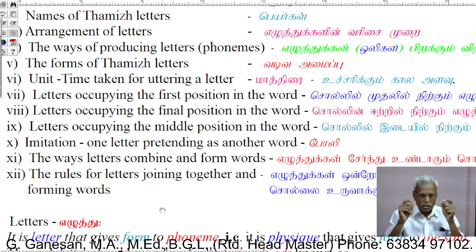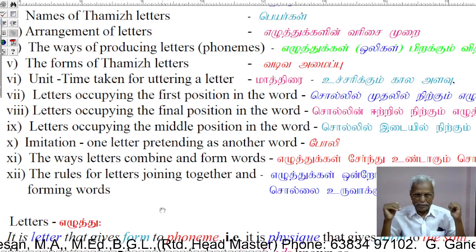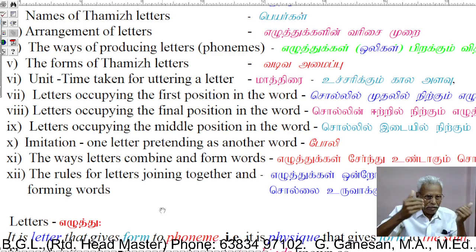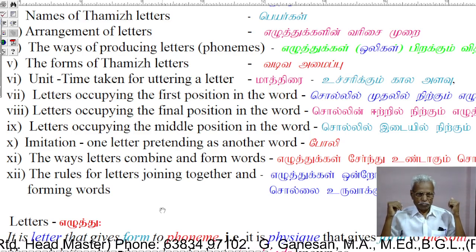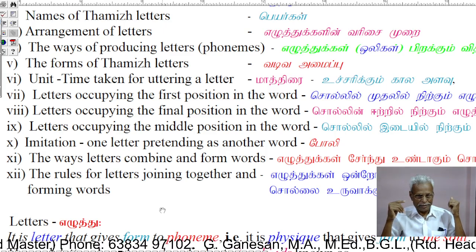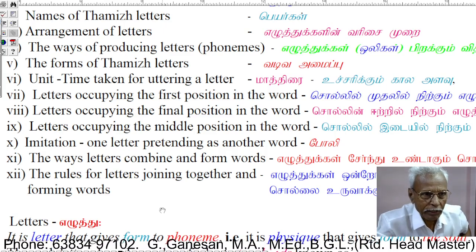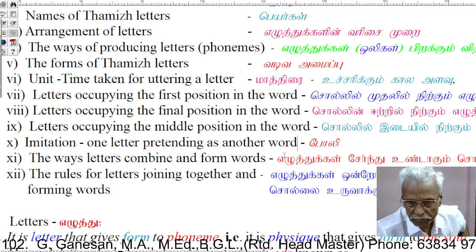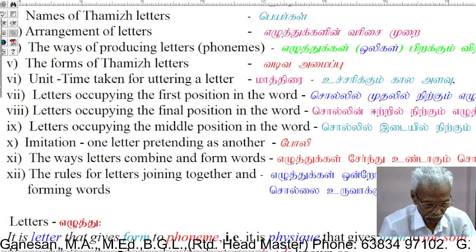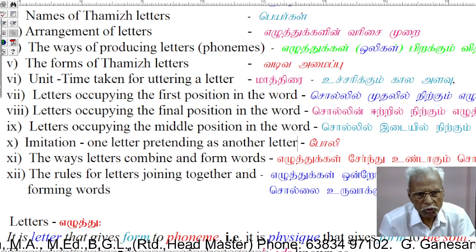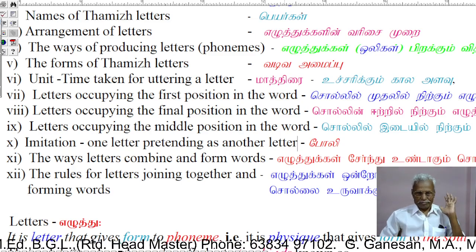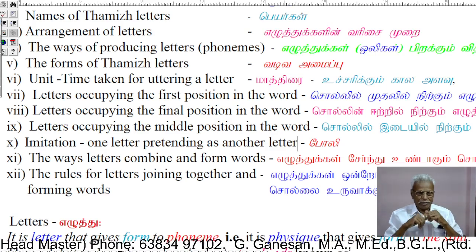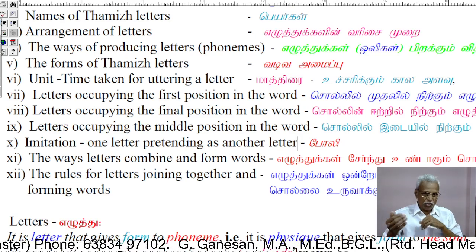Imitation. What is imitation? One letter pretending as another letter and giving the same meaning. One man acting as another man. That is imitation. In Tamil it is called poli.